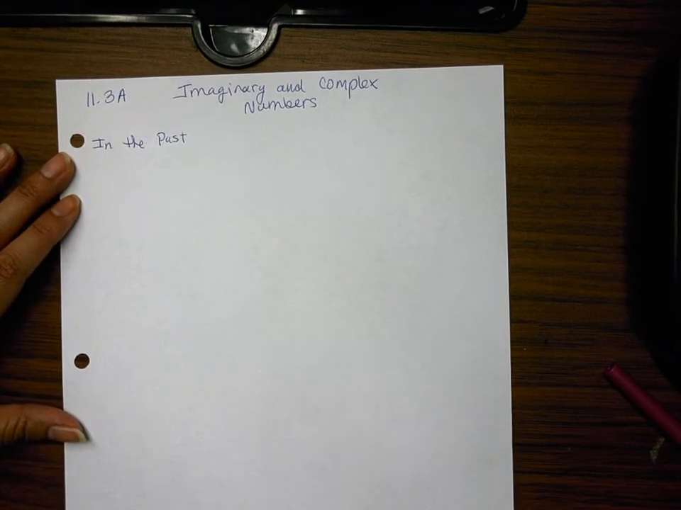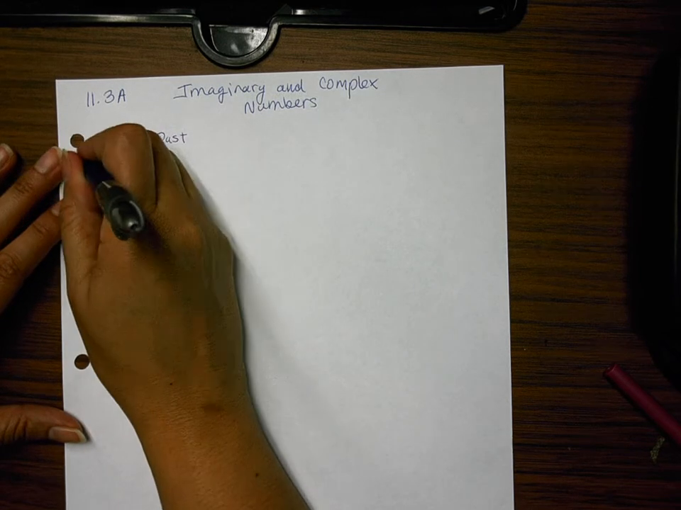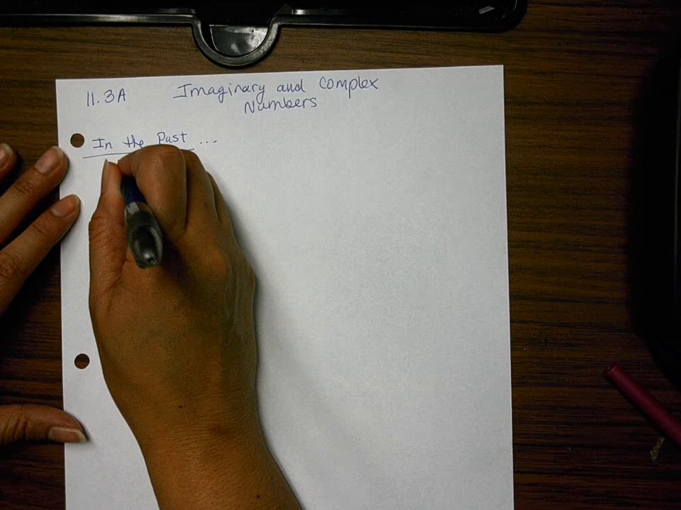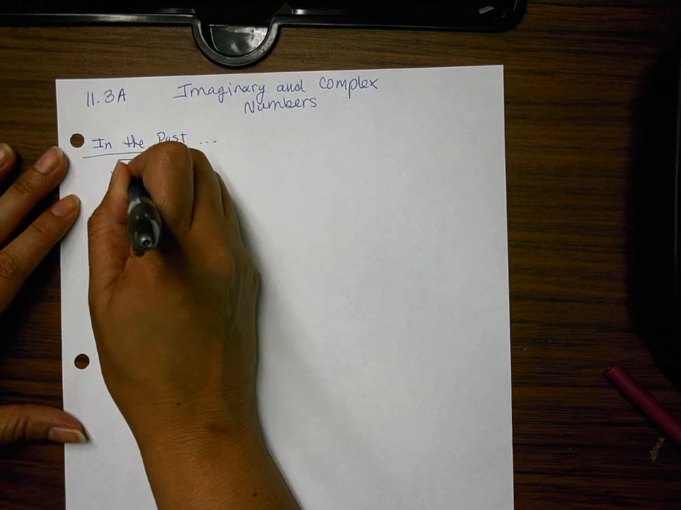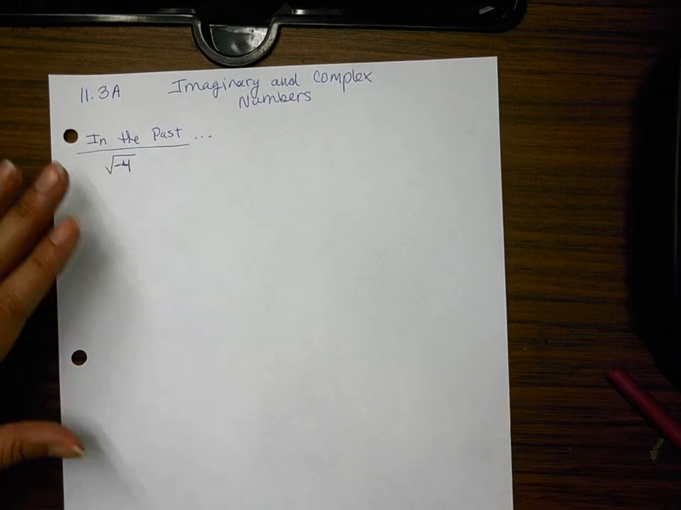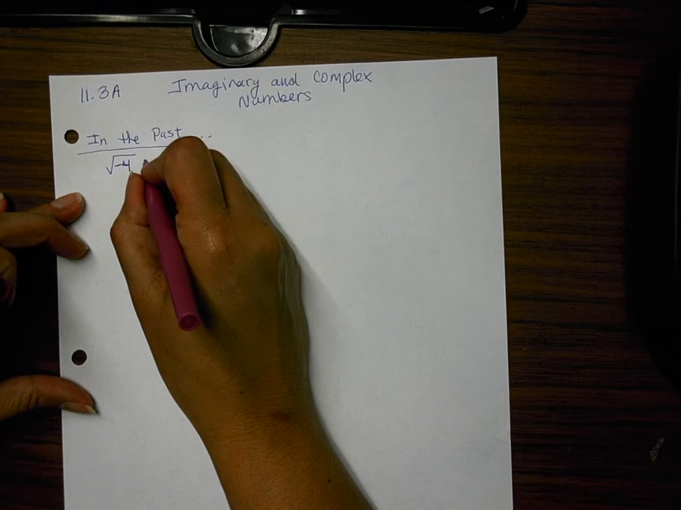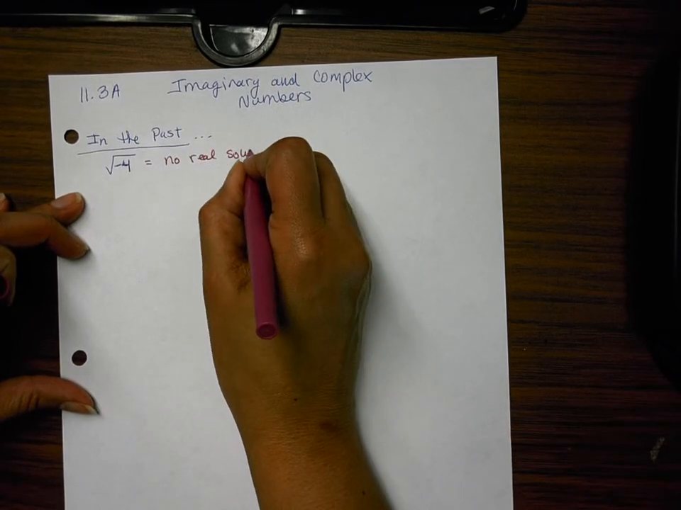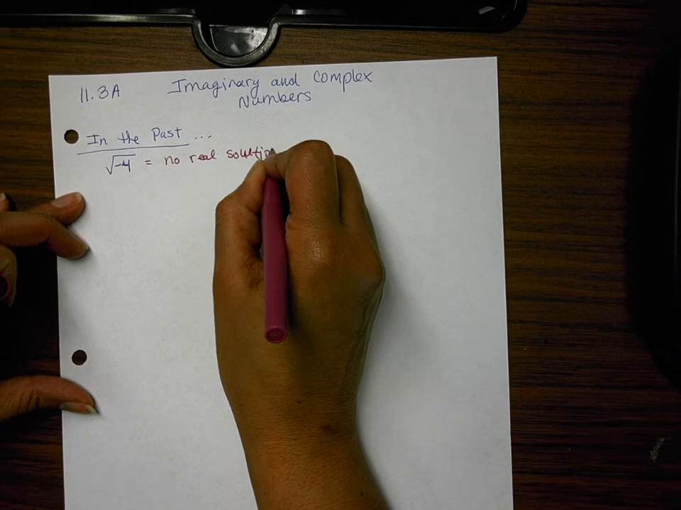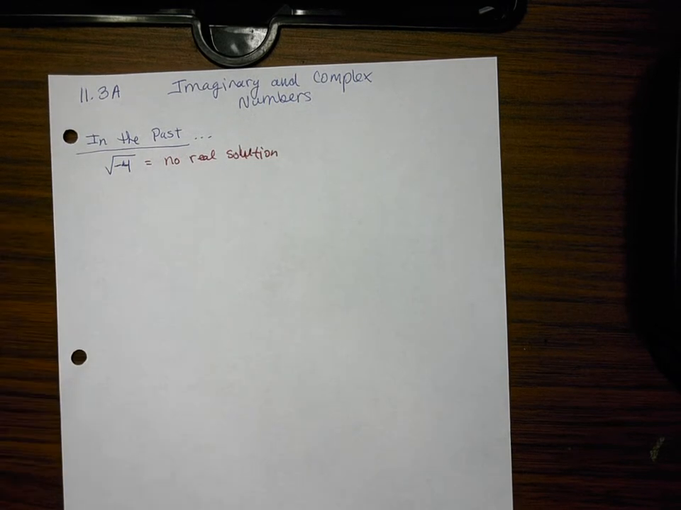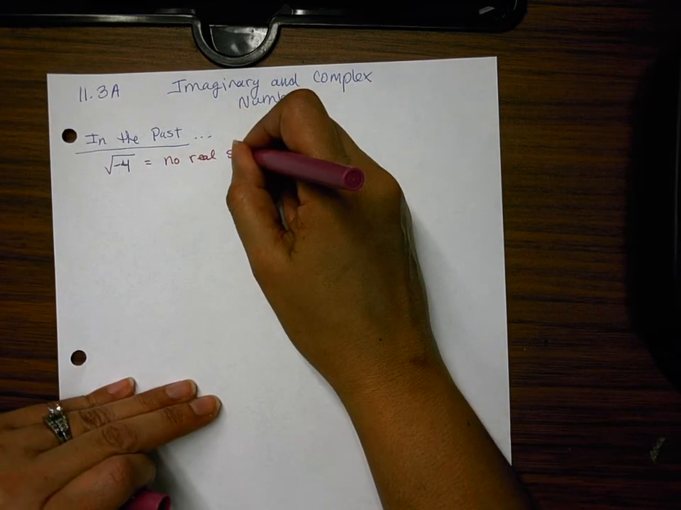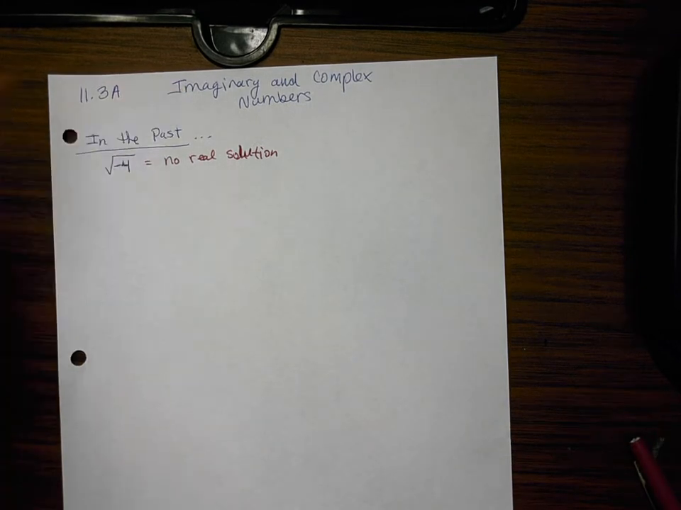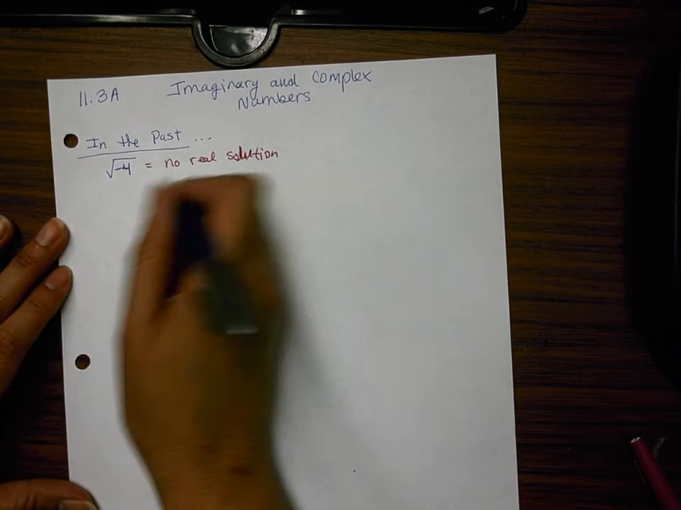Up to our previous lesson, when I've given you something like this, the square root of -4, and asked you to simplify, we would have said no real solution. Because we said we cannot take the square root of a negative number using real numbers, but you can using imaginary numbers, which is what we're working with today. Okay, so that was in the past.